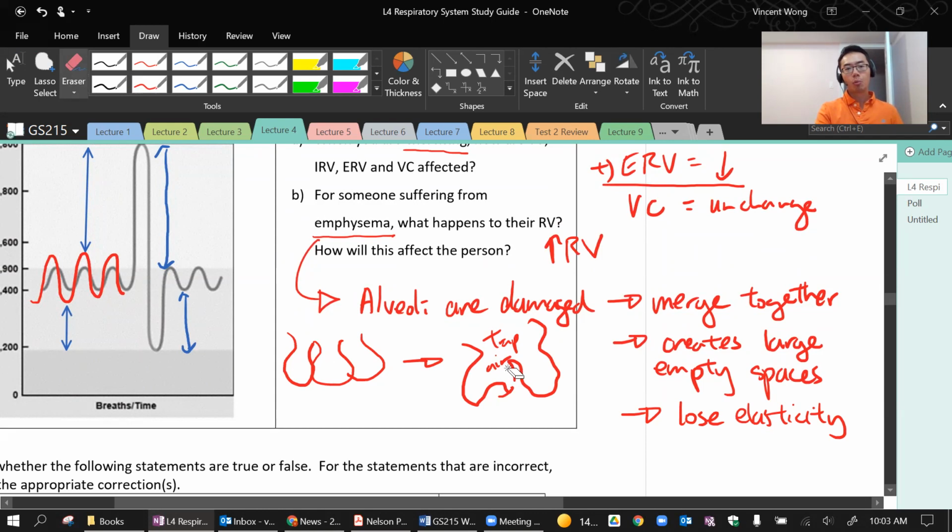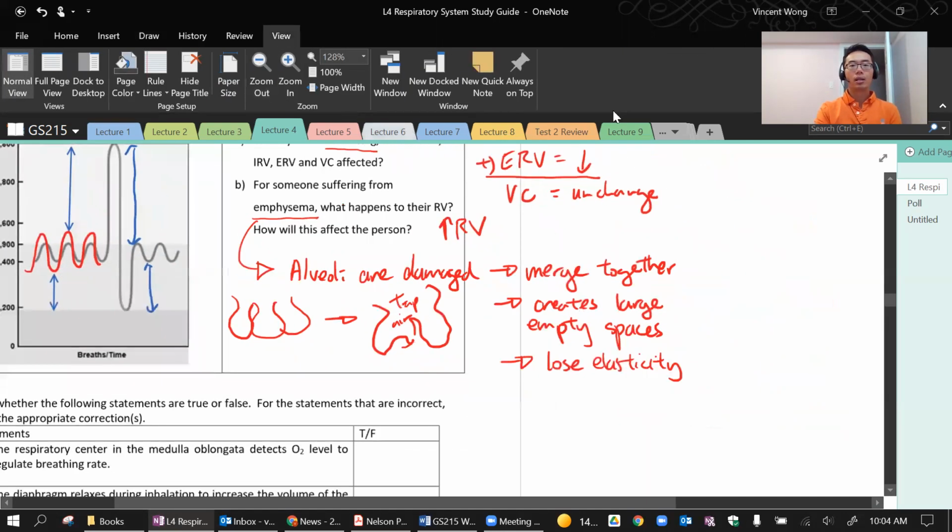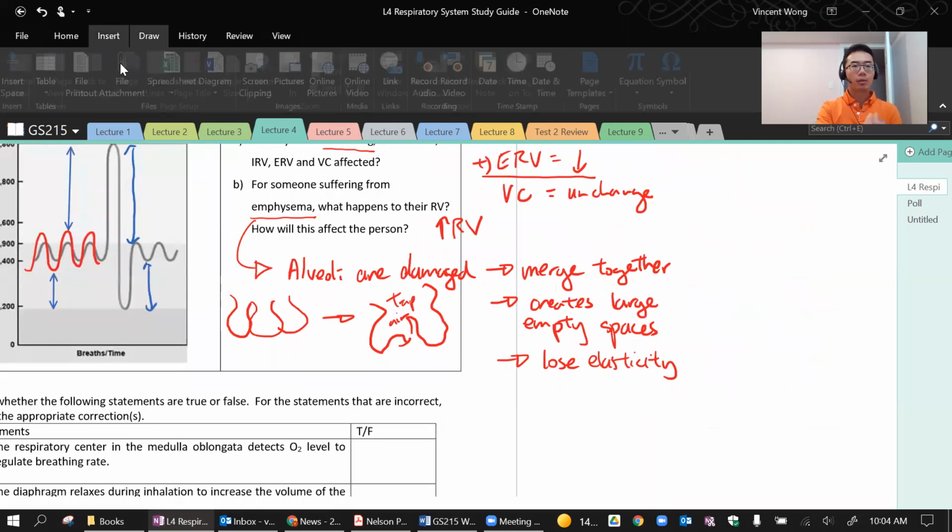And to make the problem worse, you won't be able to squeeze out this air because you lose the elasticity, right? So before, we have like 3 alveoli, they each have surface tension that will help squeeze out the air when you breathe out. But now you merge them together, it just becomes one big empty space. There's no squeezing action going on. So you end up trapping more air, and you're not able to exhale it.